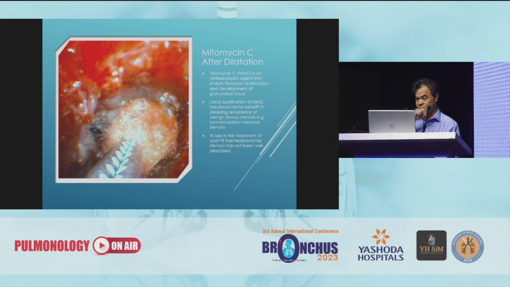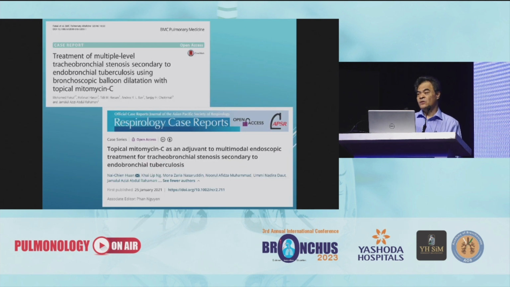So we have heard from the previous speaker again about mitomycin C, so I'm not going to spend a lot of time on this. We know that mitomycin C has shown some benefit in delaying recurrence of benign airway stenosis, such as post-intubation tracheal stenosis. But the use of mitomycin C in post-TB stenosis has not been well described. Although not many people believe in mitomycin C, we did publish a couple of case reports showing the success story using balloon dilatation followed by topical mitomycin C without the need for airway stenting.